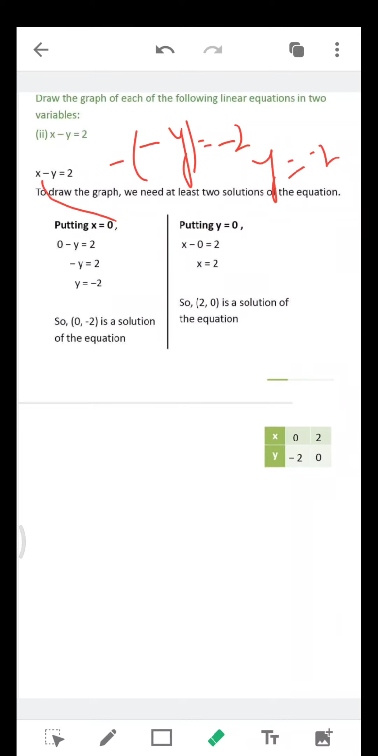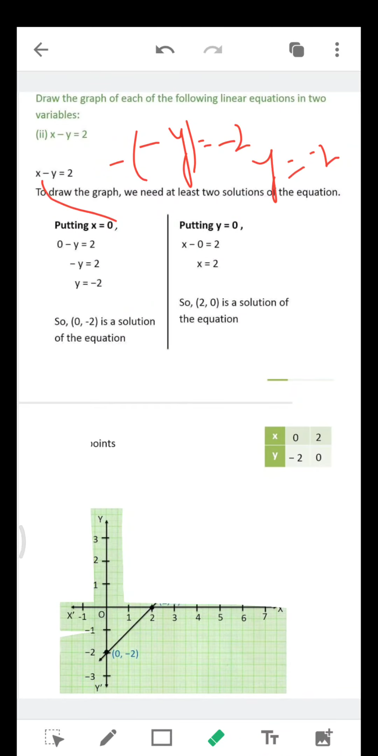I'll take it in the tabular form for our convenience. 0 comma minus 2, first solution is 0 comma minus 2. First comes the x coordinate, then comes the y coordinate, remember it. First write x, then you write y. And here what is x? x is 2 and y is 0. 2 comma 0.